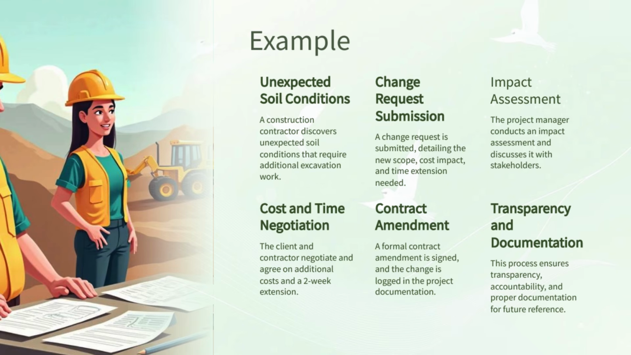So to handle this situation properly, the contractor submits a formal change request. The request clearly explains the reason for the change, in this case, the unexpected soil conditions, and includes details of the extra work required, the additional cost involved, and the need for a 2 week extension to the project schedule.